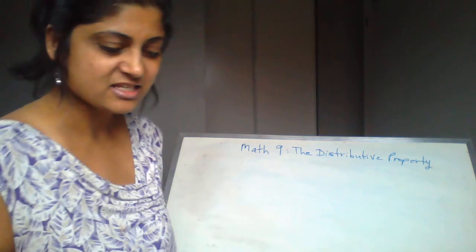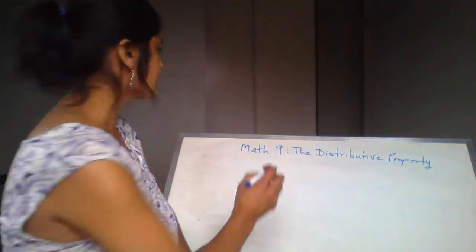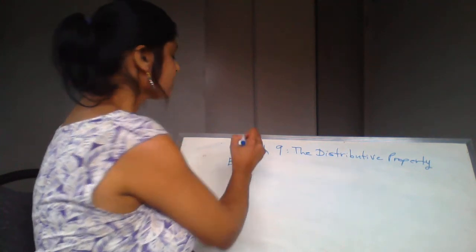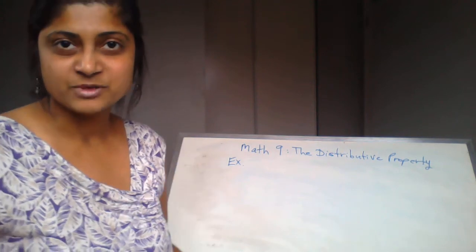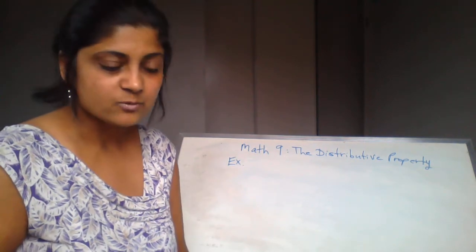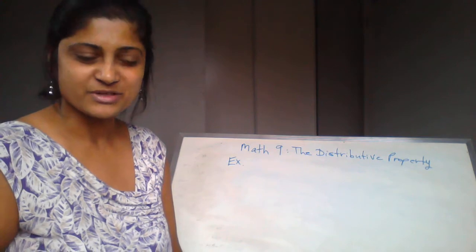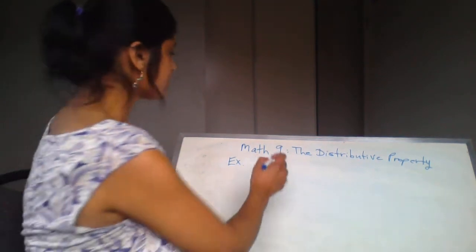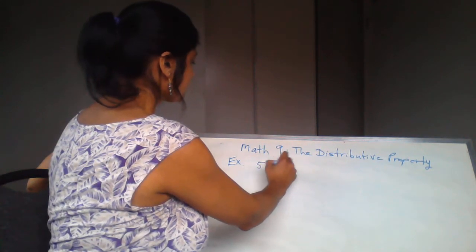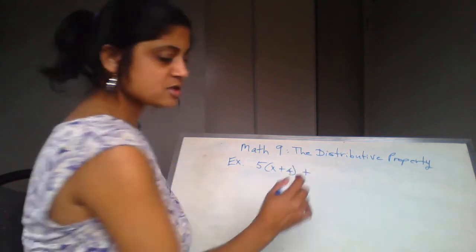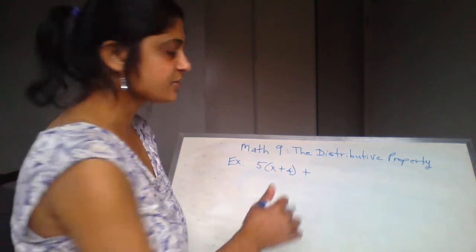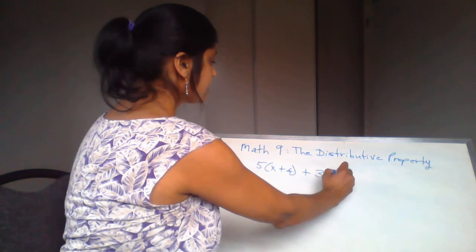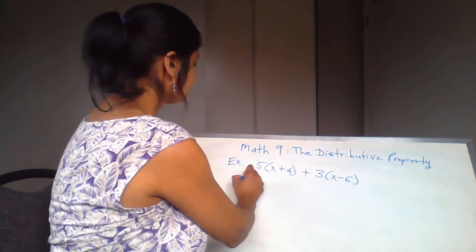Alright, so with that, let's get started. So what we're going to do is some examples on basically expanding and simplifying these expressions, okay? And we're going to use the distributive property when we do that. So let's try this question here. So it's 5, and then x plus 4. So I'll try a simple one first, okay? And then 3 bracket x minus 6, okay?